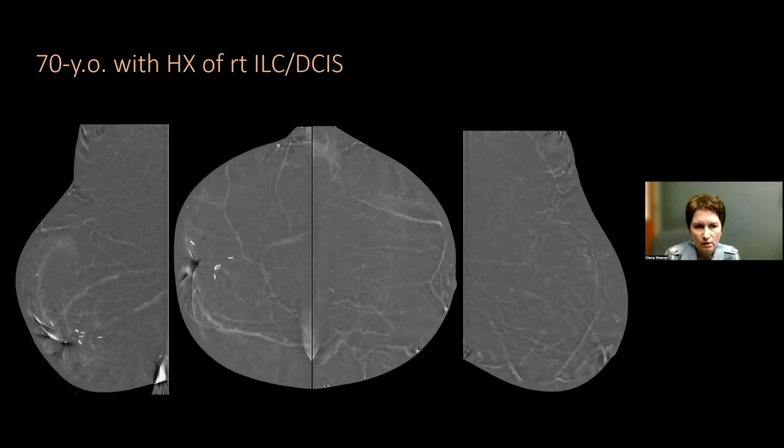But here are her recombined images of CEM. And we see absolutely a clean, minimal background enhancement and nothing at all of concern in the area of that architectural distortion or of that scar. So there is no question that this is a negative study, that this is a post-surgical scar evolving, but nothing suspicious about it. So this is an example of a true negative CEM in the patient with dense breasts and post-surgical changes.